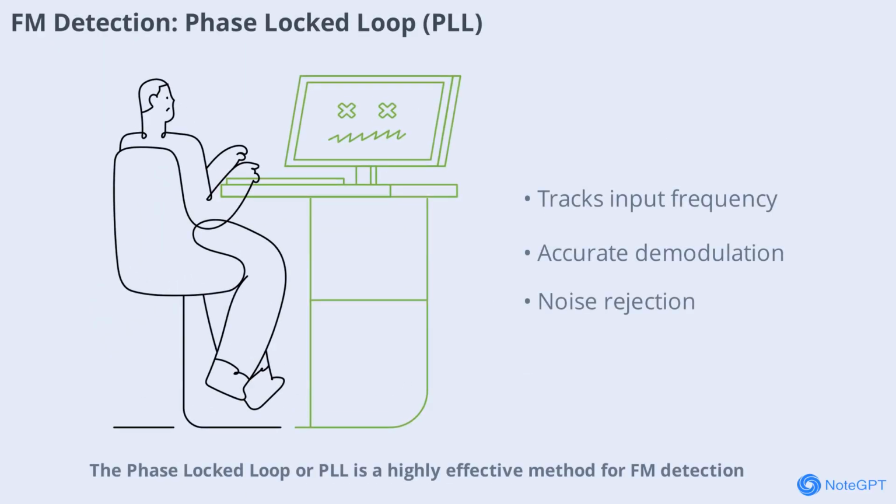Phase-locked loop, or PLL, is a highly effective method for FM detection. A PLL locks onto the frequency of the incoming FM signal and tracks its variations. The output of the PLL is a voltage that corresponds to the instantaneous frequency of the input, effectively demodulating the FM signal. PLLs are widely used in modern receivers due to their accuracy, stability, and ability to reject noise.